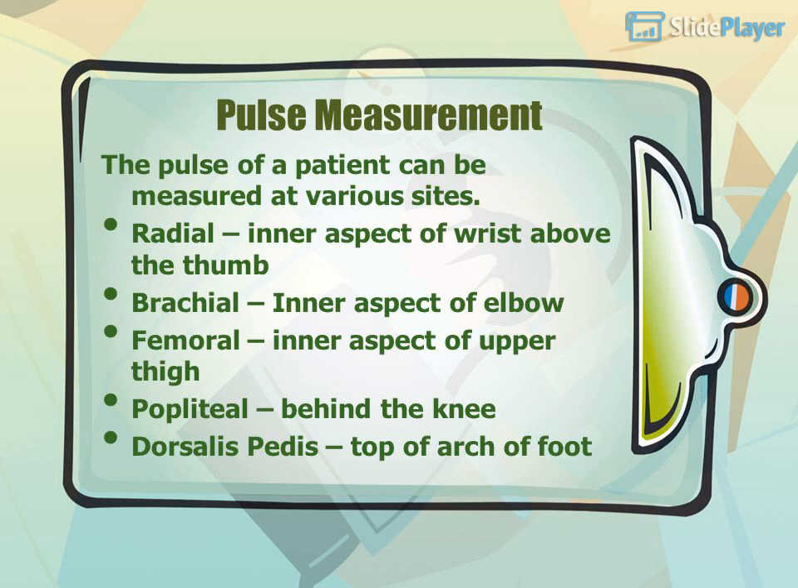The pulse of a patient can be measured at various sites. Radial, inner aspect of wrist above the thumb. Brachial, inner aspect of elbow. Femoral, inner aspect of upper thigh. Popliteal, behind the knee. Dorsalis pedis, top of arch of foot.